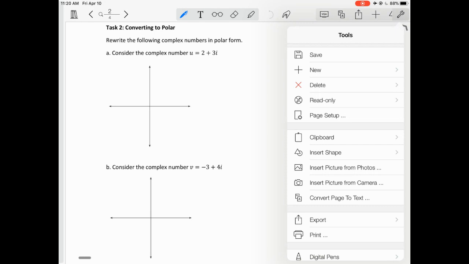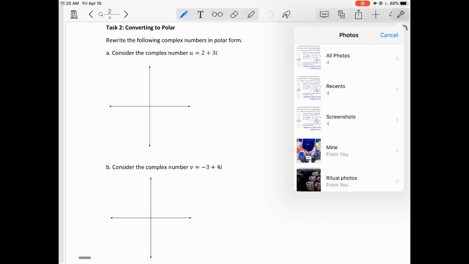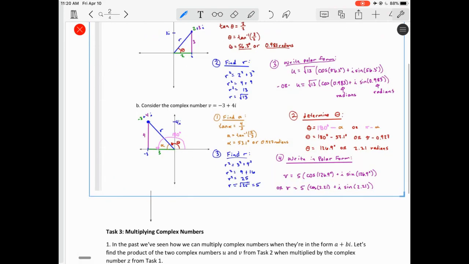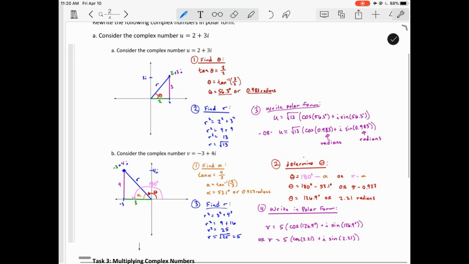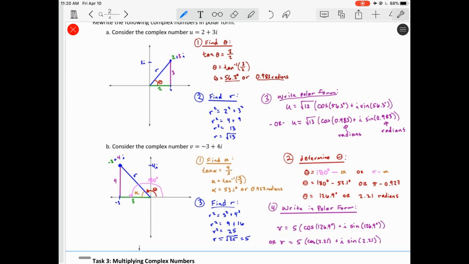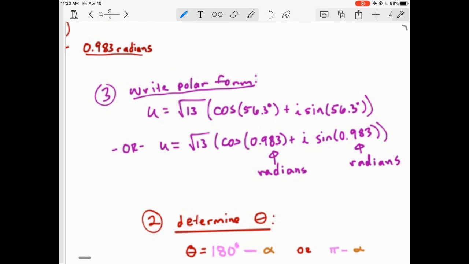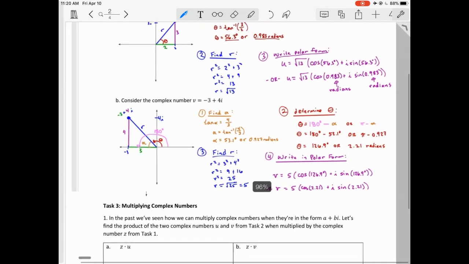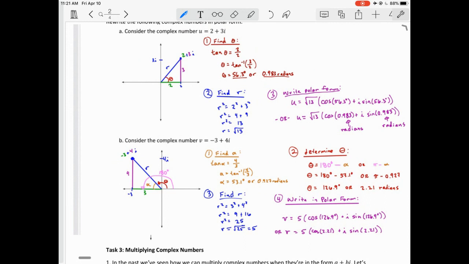All right, now that you have taken a second to do this on your own, I did this earlier. You can now double check your answers for what you got here. Pause the video and you can take a look at these to follow step by step. u we found was square root 13 cosine 56.3 plus i sine 56.3. I also did it in radians if you chose to use radians. And v is 5 cosine 126.9 degrees plus i sine of 126.9 degrees. Right, so that's how we can convert any complex number to polar form.